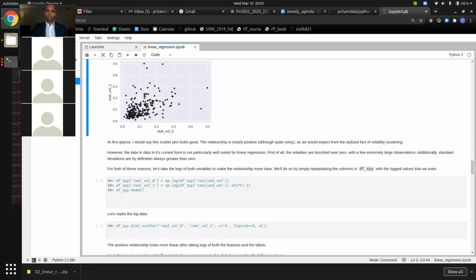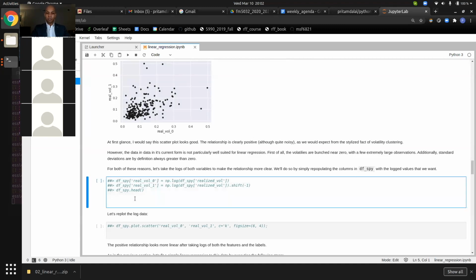But this isn't particularly suited to linear regression. First of all, things are really clustered around 0 because returns are usually close to 0. And additionally, standard deviations are all positive, right? So this doesn't look very linear in nature. For both of these reasons, we're going to take the logs of both of the variables to make the linear relationship more apparent. Meaning there's more of a linear relationship between the logs of these values than the raw values themselves.